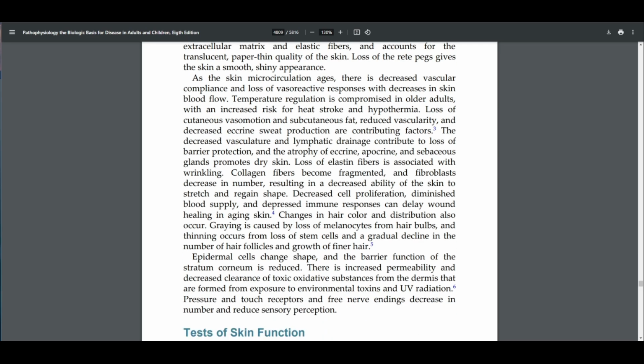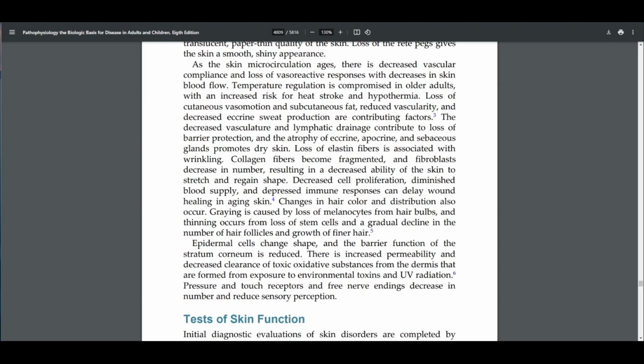As the skin microcirculation ages, there is decreased vascular compliance and loss of vasoreactive responses with decreases in skin blood flow. Temperature regulation is compromised in older adults, with an increased risk for heat stroke and hypothermia. Loss of cutaneous vasomotion and subcutaneous fat, reduced vascularity, and decreased eccrine sweat production are contributing factors.